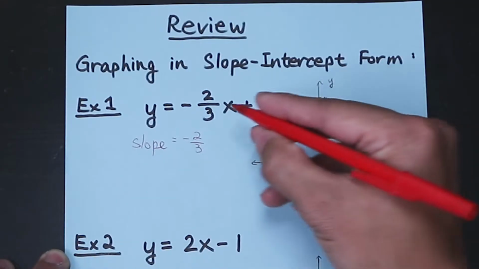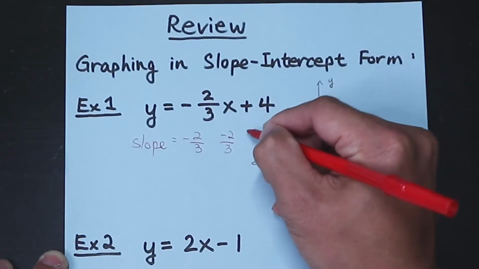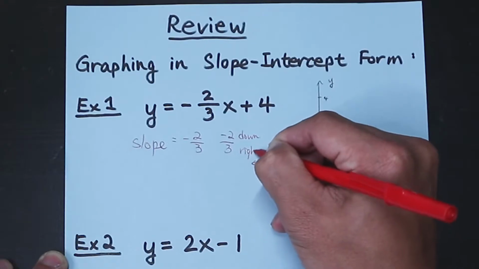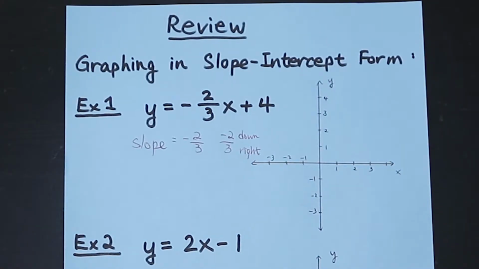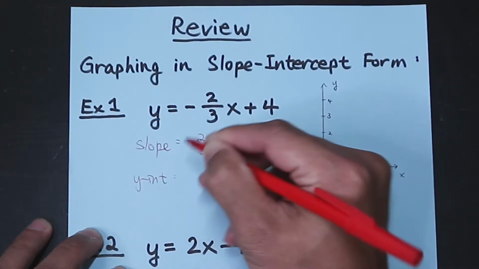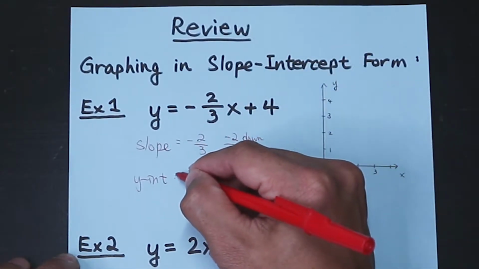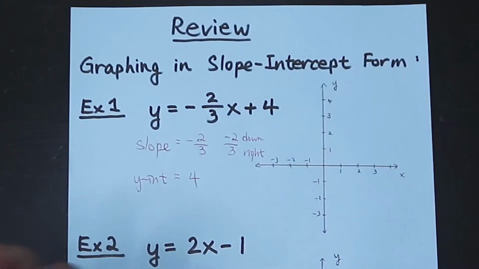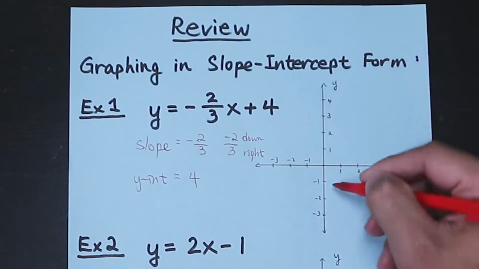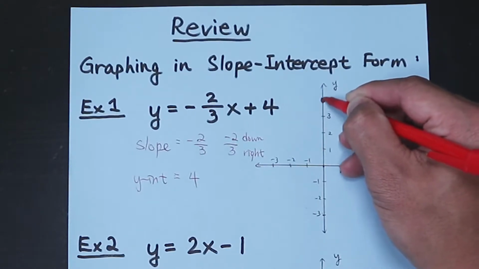It's really up to you whether to put the negative on the numerator or denominator. Let's say I put it on the numerator, negative 2/3. Then the negative 2 will be going down 2 units, and the 3 will go to the right, since the 3 is positive and the 2 is negative. The y-intercept is the last number, the constant in the equation, which is positive 4. To graph this, we always start with the y-intercept, which is at 4. So on the y-axis, you start from the origin, go up 4 units, and put a dot there like this.